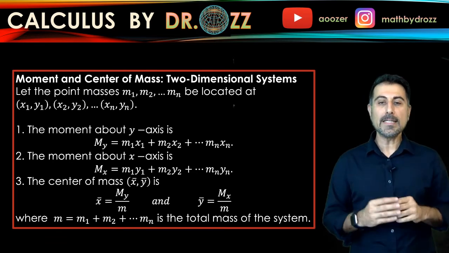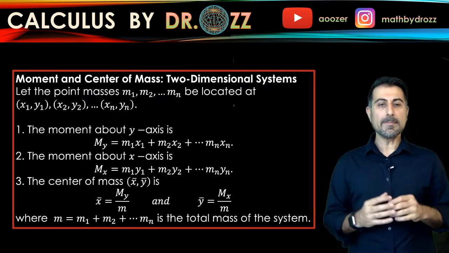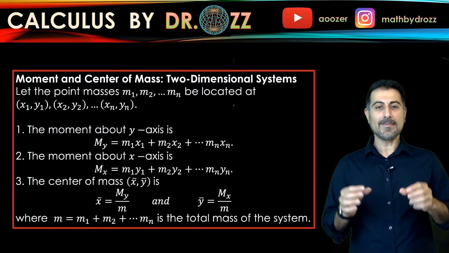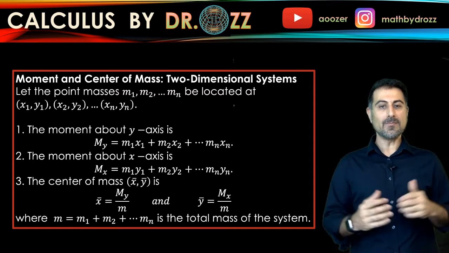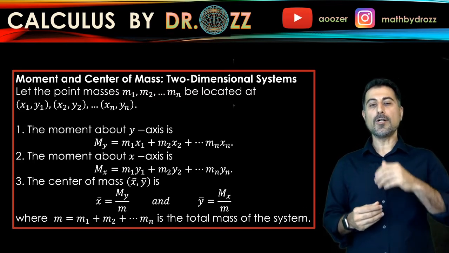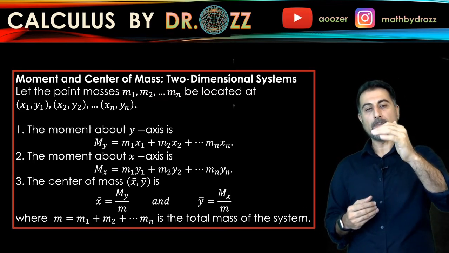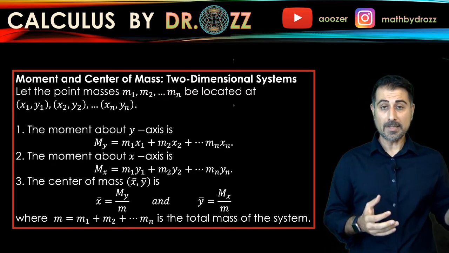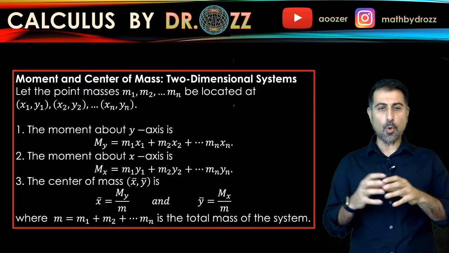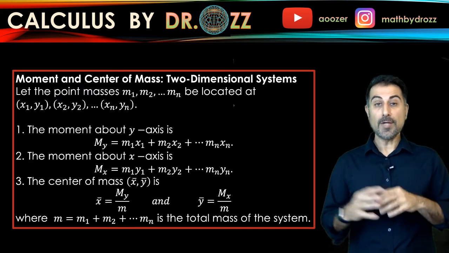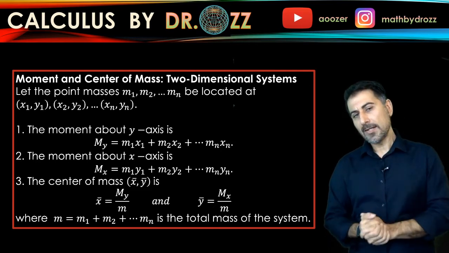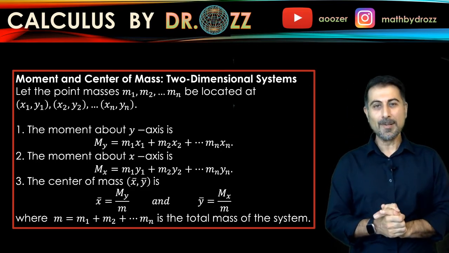And by using moments about x and y axes, we're going to find the center of mass, which comes with the coordinates x bar and y bar, as the ratio of m sub y divided by little m and m sub x divided by little m, respectively. And here m is the total mass. You have n of them, you're going to take the sum of those. So we're going to use this set of formulas for the rest of the video.